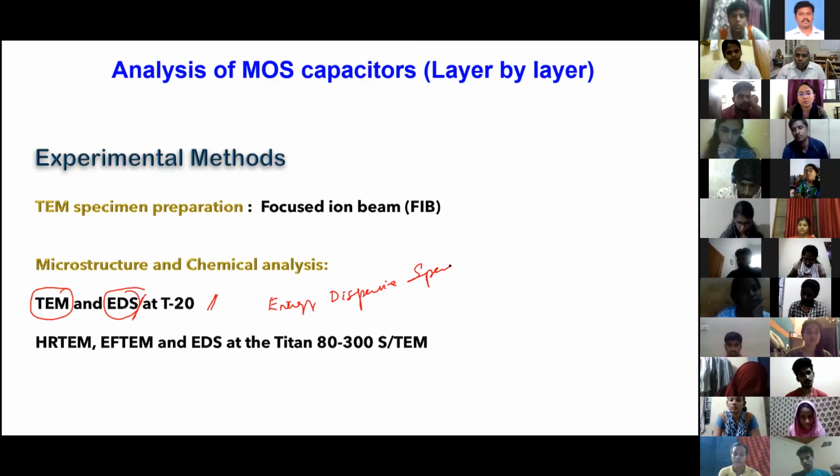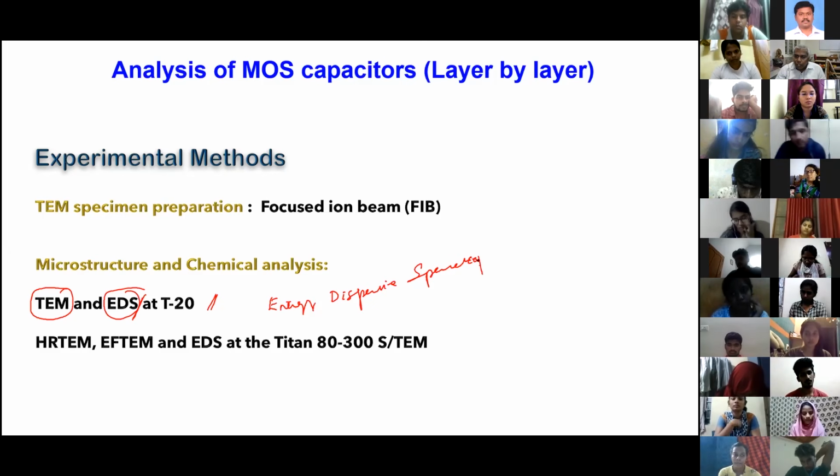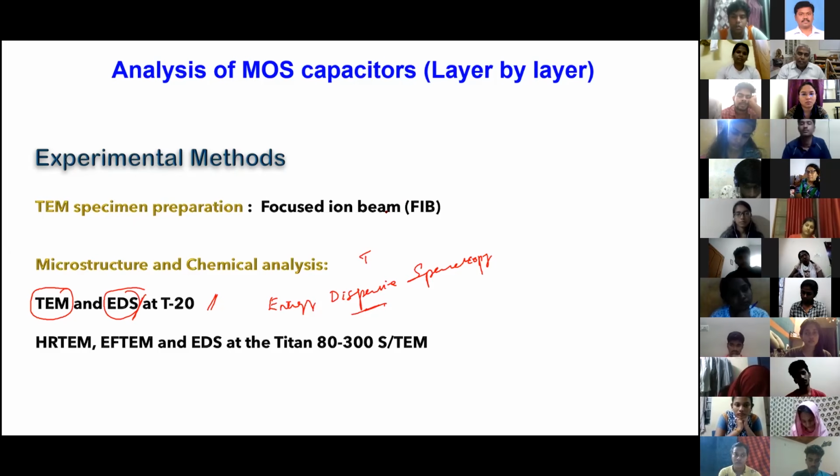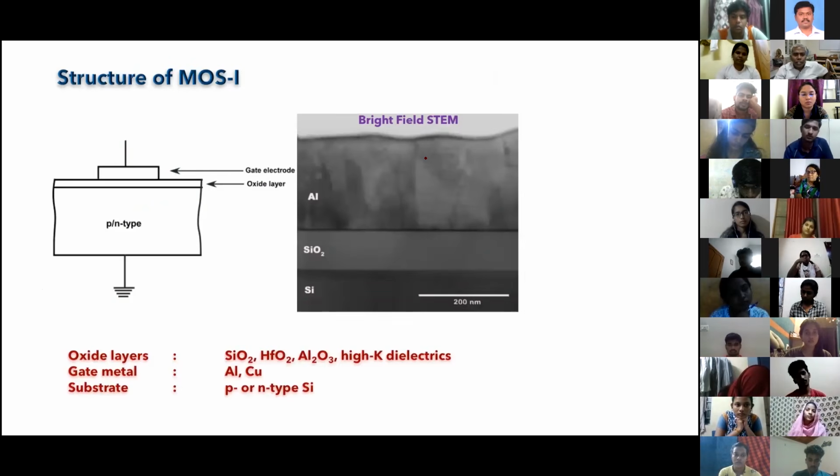Dispersive spectroscopy. By understanding the energy of the X-rays which are coming out, you can tell what elements are present there. So I'm going to use transmission electron microscopy and this EDS to understand the layer. This I have shown you, right? I want to characterize this layer. I want to study this layer.